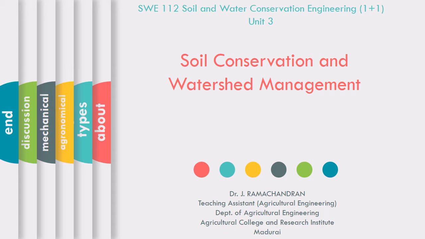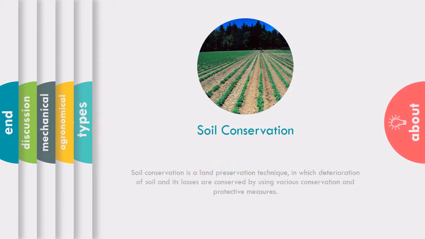So from this third unit we will be dealing with soil conservation measures. How to conserve the soil, we are going to see. Soil conservation is a land preservation technique. It will be useful for controlling soil erosion. Some conservation and protective measures will be adopted to reduce or to stop the soil erosion.